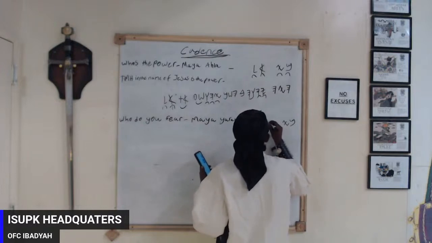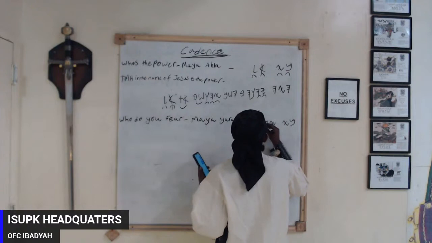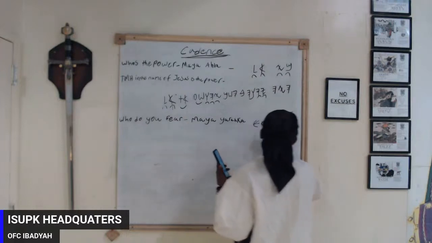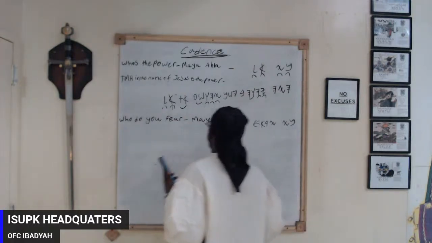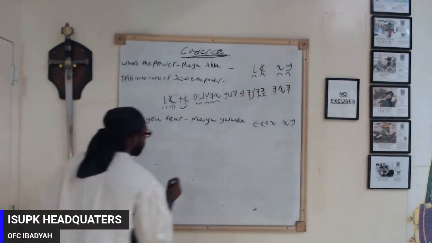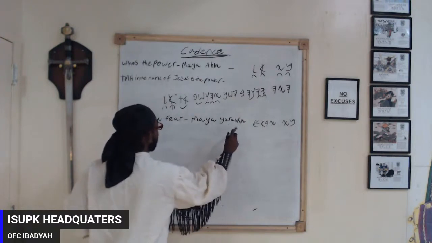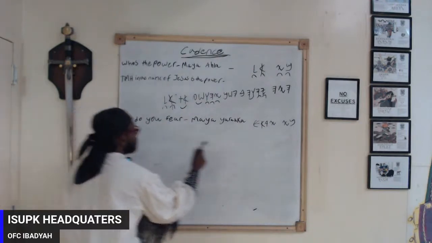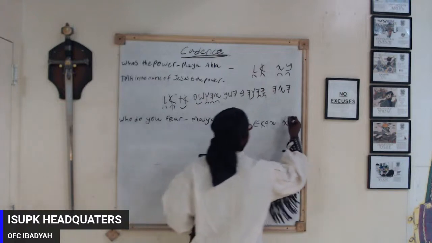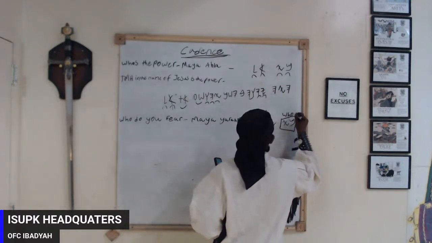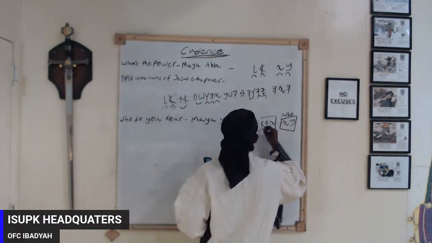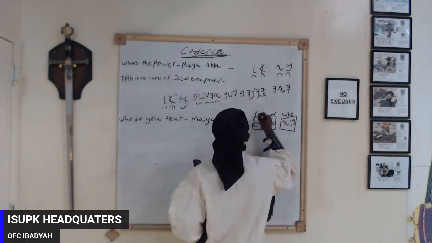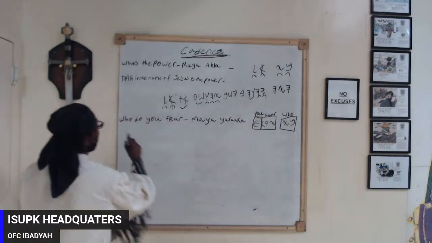Maya Yaraka. Right? I might have pronounced that wrong, but that's how you pretty much pronounce it. Yaraka. Who do you fear? Maya is who. Right? This right here is who. Yara is fear. And this is you at the end of the word. You. Right? Who you fear?